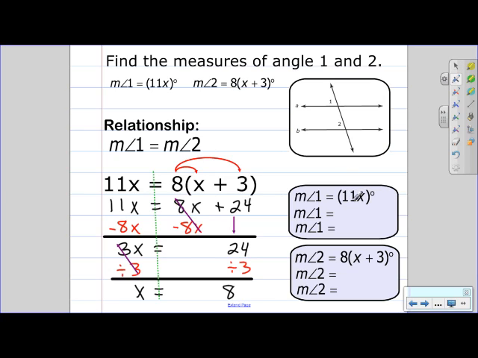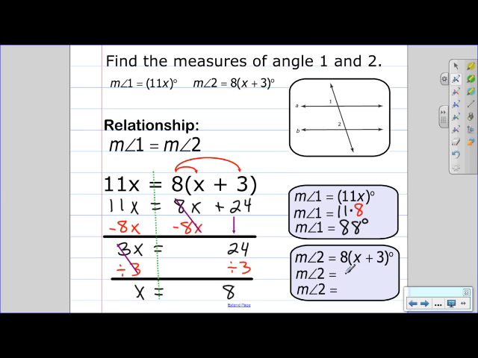So here we have 11x, so it will be 11 times our solution, which was 8. And when we multiply that out in our calculator, we will get 88. So that would be 88 degrees.